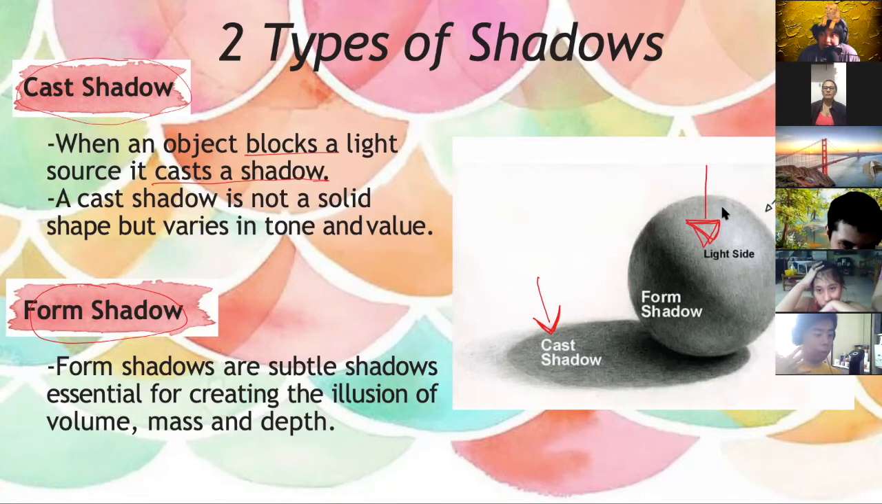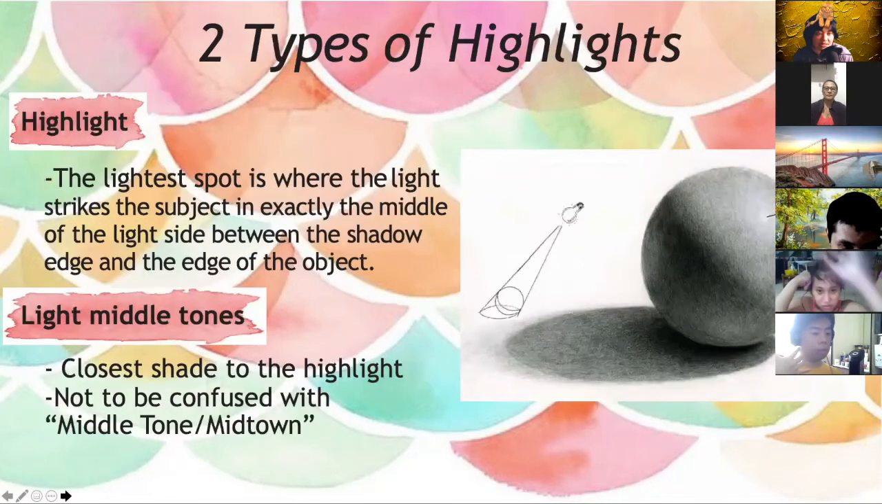Naiintindihan po ba? Does that make sense? So again, we have two types of shadows, cast shadows and form shadows. Form shadows are on the surface of your subject, and the cast shadow is the shadow being casted by the subject. Do you understand it? Do you have any questions? Clarifications? All right, let's move on to the next slide.